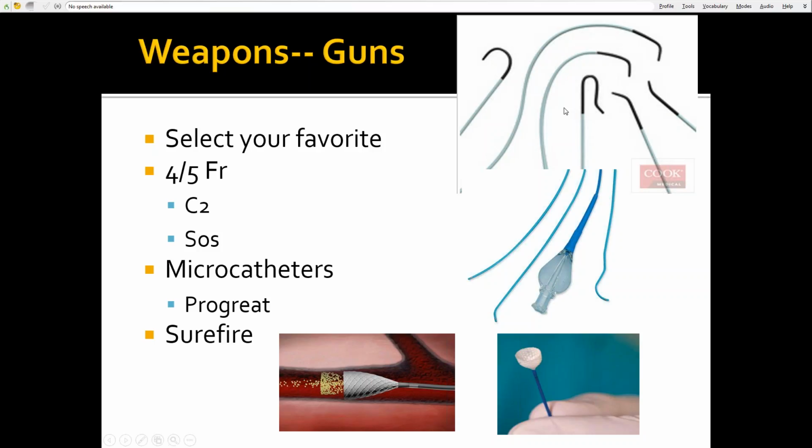And again, these are just a picture of several different catheters, whether it's a sauce or an angled glide catheter. Again, 4 or 5 French, this might be a C2 catheter. So all these things are utilized sometimes based on the orientation of the vessel that you're trying to get into.